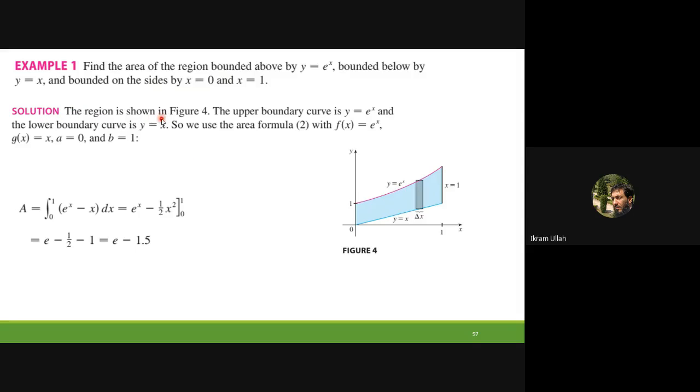Solution: in the region shown in figure 4, the upper boundary curve is y is equal to e to power x, this is given as bounded above. So the upper boundary curve is represented by y is equal to e to power x, and the lower boundary curve is y is equal to x. So we use the area formula with f of x is equal to e to power x and g of x, because this is the lower boundary, so we can write g of x is equal to x, and here it is given x is equal to 0 and x is equal to 1. So this is basically x is equal to a and x is equal to b, so a is equal to 0 and b is equal to 1.